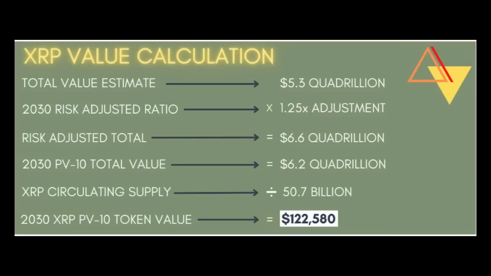Starting at the 5.3 quadrillion, we bumped that up with the adjustment rate, ended up at 6.6 quadrillion, applied a PV10 total value. And when we divide that by the 50.7 circulating supply, which are the tokens that are available, we have a value of 122,580. That means that XRP needs to be valued at that level in order to be able to cover all the money moving to the network.